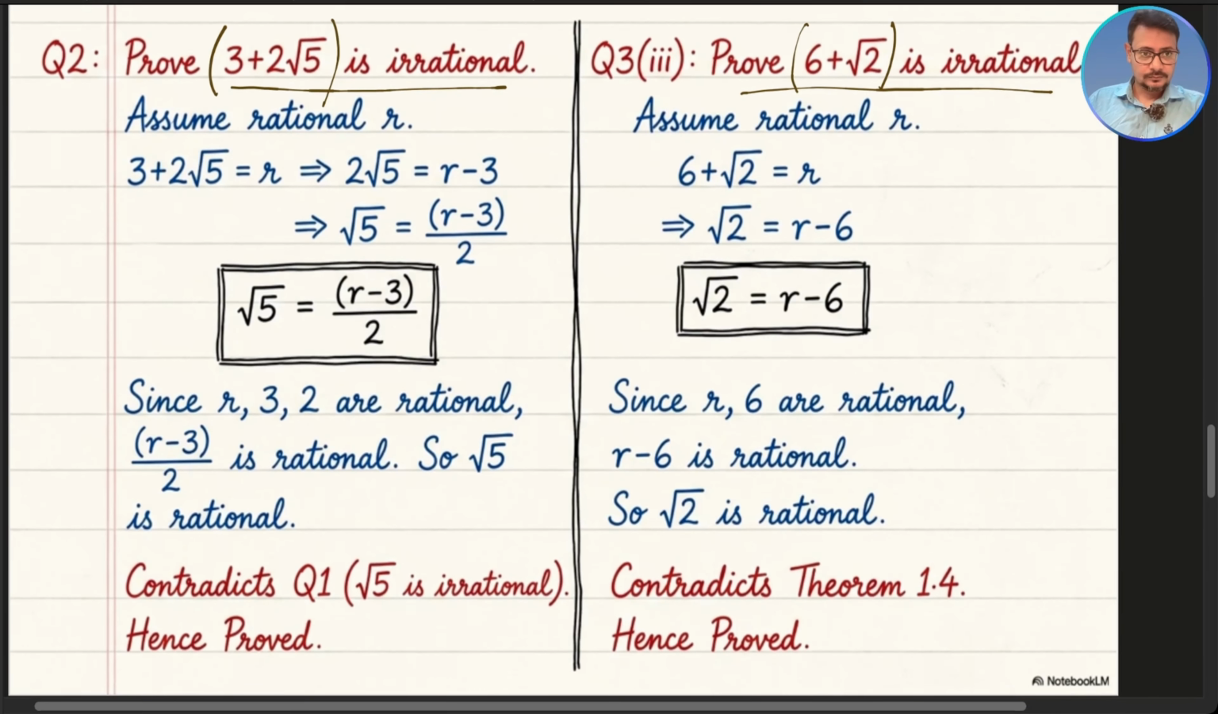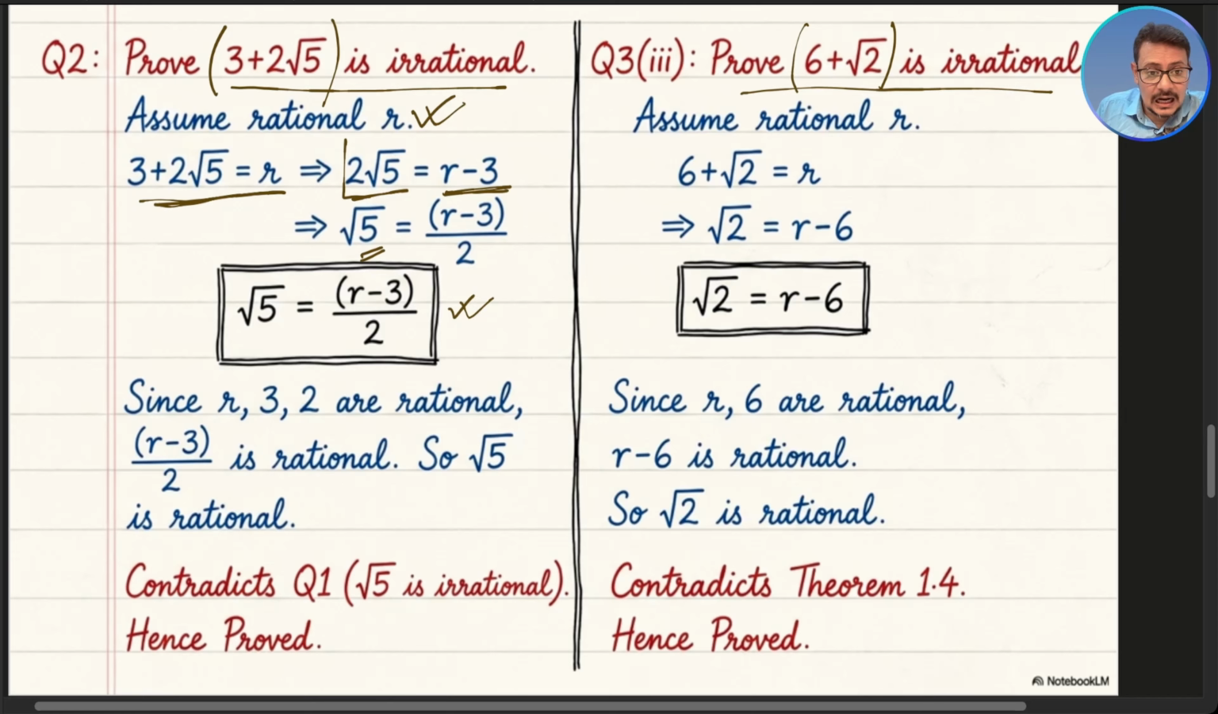Let's start the problem. Problem 2, question number 2, where it's given that 3 plus 2 root 5 is irrational. So first we'll have to assume a rational r, that means 3 plus 2 root 5 is equal to r. Okay, then we'll isolate: 2 root 5 will be taken on the left hand side, and on the right hand side r minus 3 will be transferred from the left hand side, so the equation becomes 2 root 5 is equal to r minus 3, and again isolating the root, root 5 is equal to (r minus 3) upon 2. Okay, that's how we'll isolate the expression.